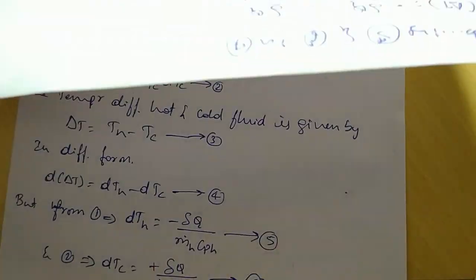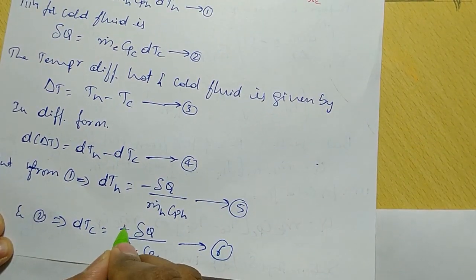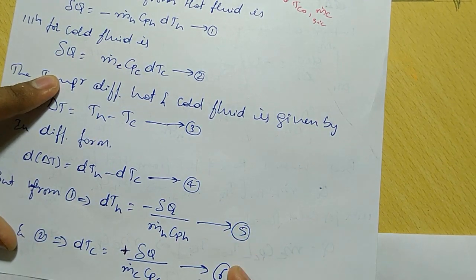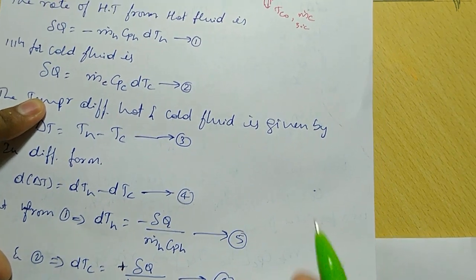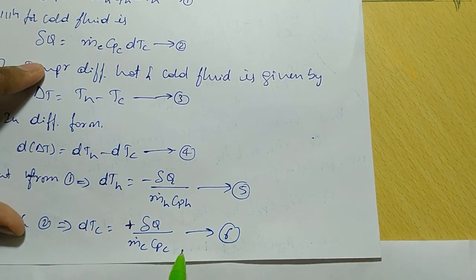This is positive. Delta dTc is equal to del q divided by m dot c cpc. Here cpc means specific heat of cold water, and cph the specific heat of hot water. You already know that specific heat. Wherever the suffix h represents the hot water, suffix c represents the cold water. Now you call this equation 6.